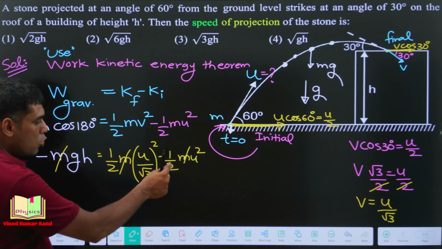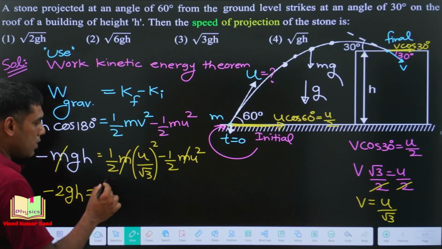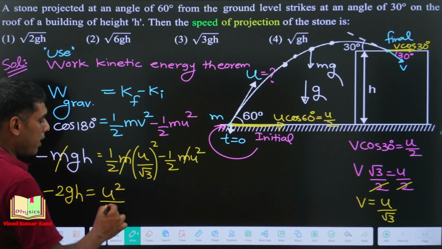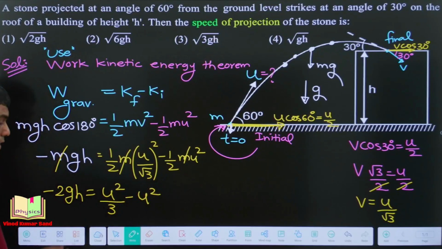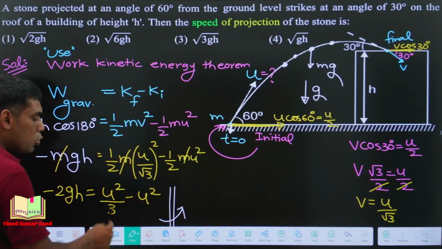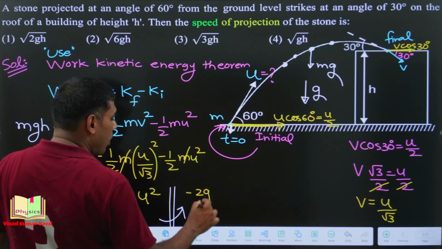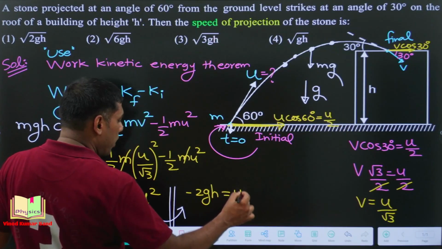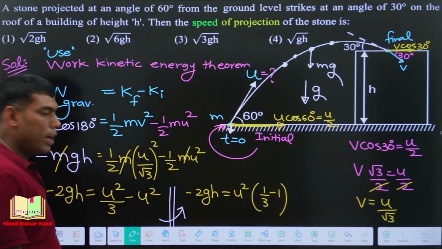Simplifying it further, this 2 we can take common, so we can write minus 2gh is equal to u square by 3 minus u square. Agree with this computation? It can be solved further here. u square by 3 minus u square. In this computation, I am taking u square common. So it is 1 by 3 minus 1.